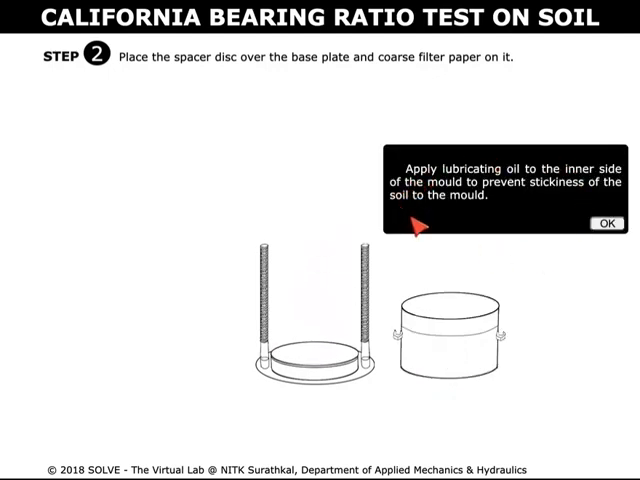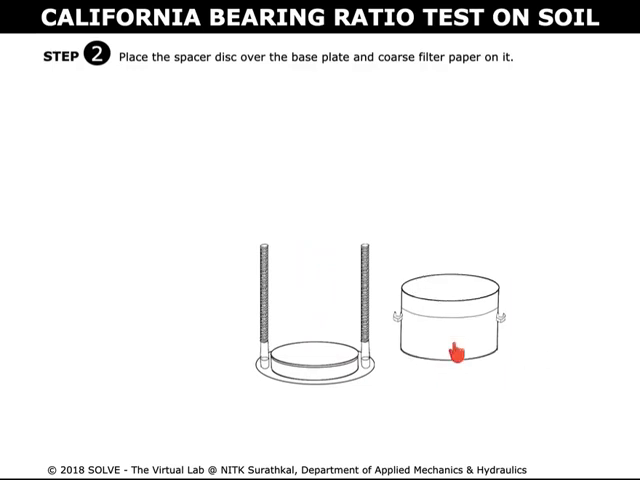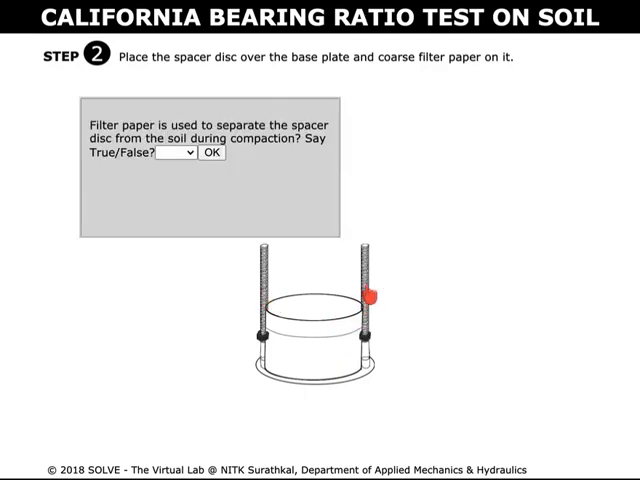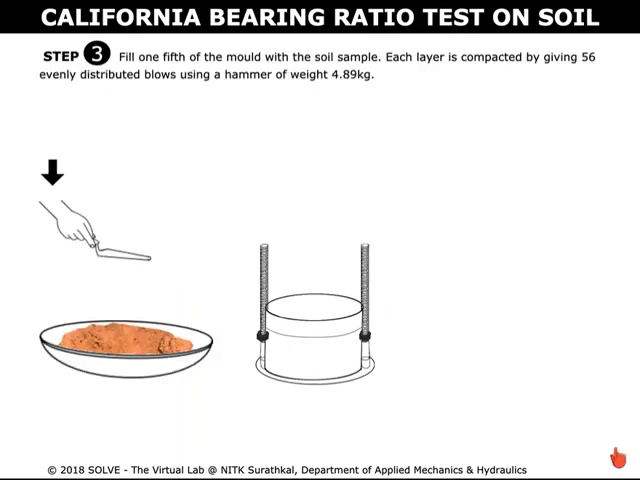Read the instructions shown here carefully. Click on the mold to place it in its position in the base plate. Clamp the mold. Select the correct answer to the pop-up question to proceed to the next step. Click on the trowel to fill the mold with the soil sample.